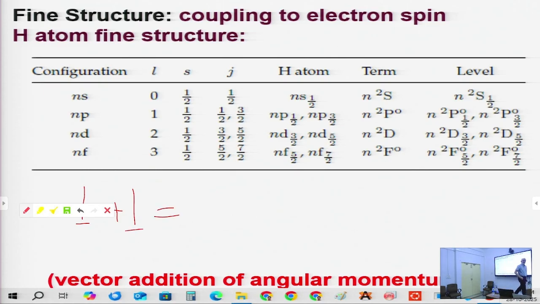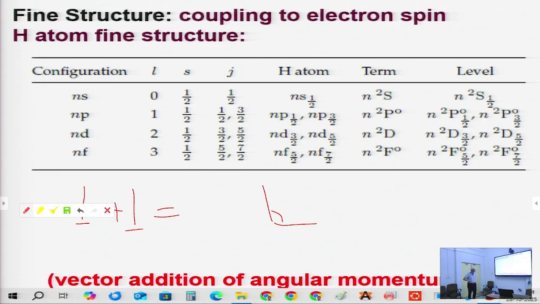So classically, if you have two vectors of length 1 added together, what are the possible results for the final vector? Can be 0. What else could it be? Anywhere between 0 and 2, exactly. If you have a vector pointing here and a vector pointing here with some angle, you can go from this to this, and you take any value between 0 and 2. Quantum mechanically, when you add two angular momentum vectors together, it's not like that.